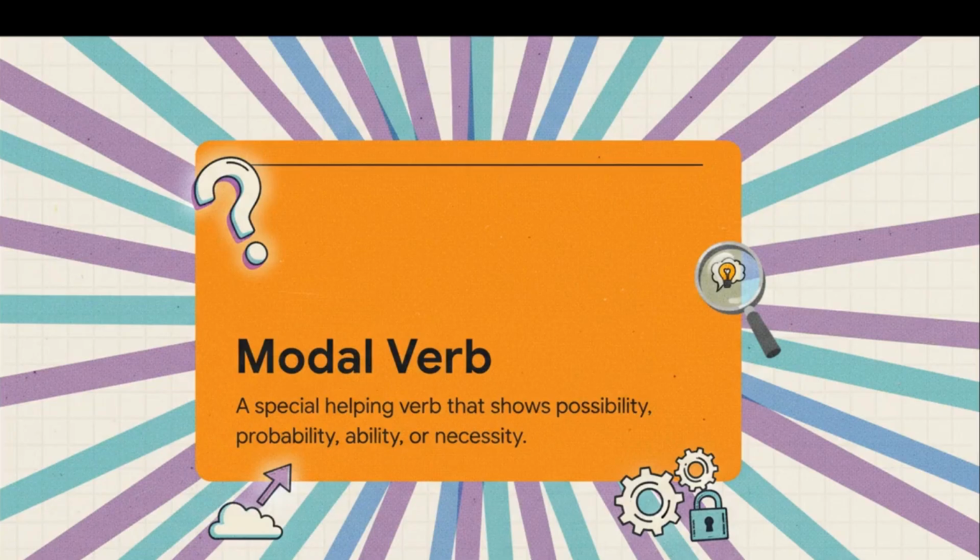So first things first, what even is a modal verb? The easiest way to think about it is like a helper verb. It doesn't do much on its own, but it teams up with the main verb in a sentence to add a specific flavor. You know, a feeling of possibility or ability or necessity. It's all about expressing the mood of what's happening.